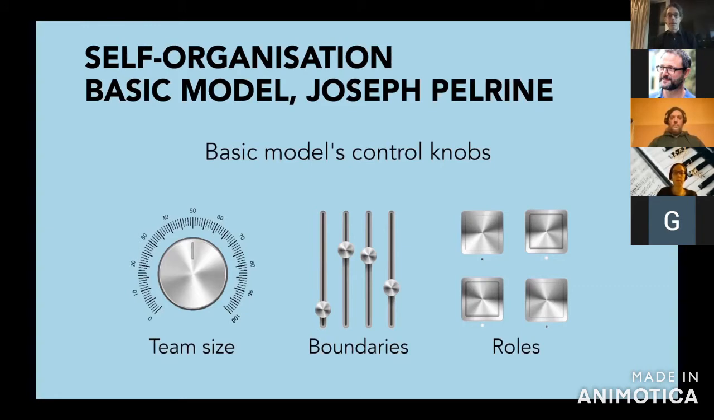Boundaries is the second control knob. Boundaries is about who is inside the team and who is outside. Deciding who is inside and outside, or changing that, can have a huge influence on the team dynamic. People inside the team have very frequent interactions, and those interactions are quite intense and deep.